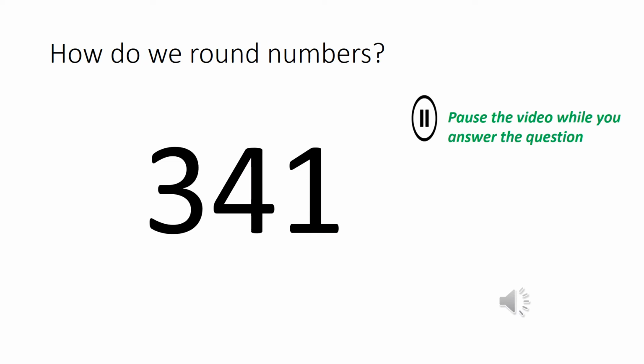Just to recap how we round numbers, we'll start with whole numbers, or we know them as integers, before we move on to decimals. So if I give you the number 341 and ask you to round it to the nearest 10, how would you do that? Can you pause the video and explain to somebody around you, to your pet, to a plant, to the wall, whatever, just make sure you're speaking out loud and explaining how you would round the number 341 to the nearest 10.